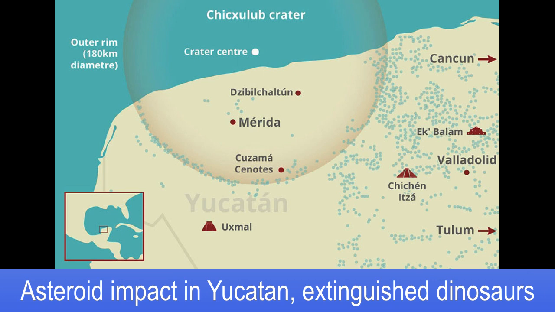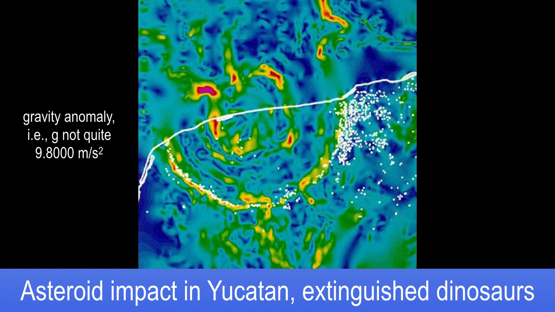The guys that figured it out were looking for petroleum deposits, oil deposits. Here's another one. This is what we call a gravity anomaly map. In other words, where in the Yucatan Peninsula is the acceleration due to gravity not quite equal to 9.8? Where is it a little bit high? Where is it a little bit low? And when they mapped that out, they found this circular pattern. So they have had evidence for this big impact.